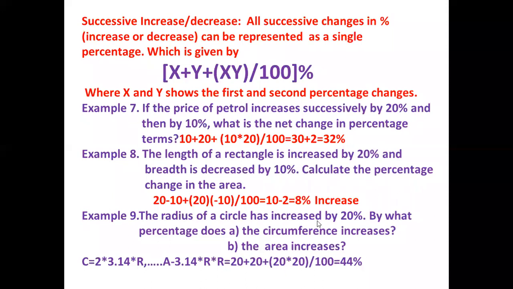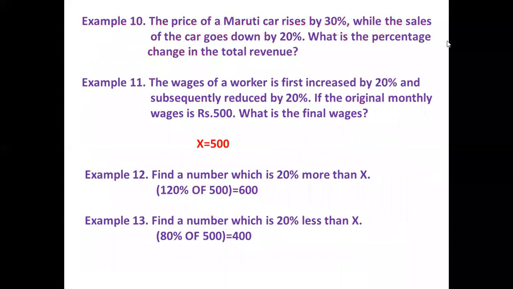Now if the question is the radius of a sphere has increased by 20%, by what percentage does the volume increase? If you know the formula, the volume of a sphere is 4 by 3 pi r cube. R is coming 3 times. So I will use this formula 2 times. Once I use it here, I'm getting answer 44%. So I will use this formula again. Now I will put x as 44 and y as 20 and then find the answer.